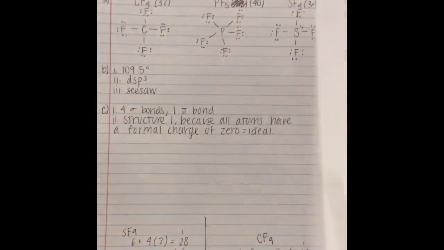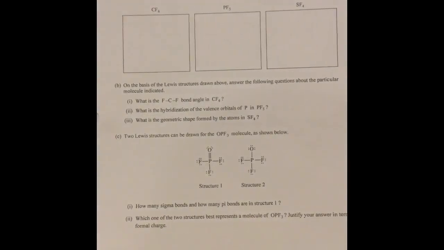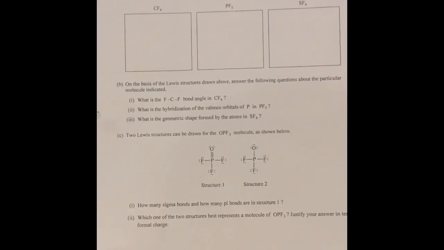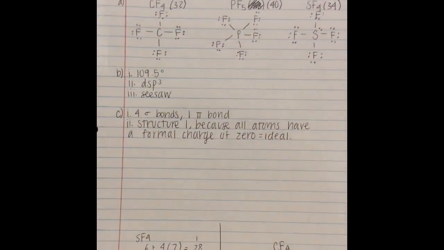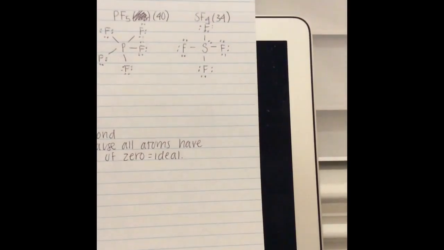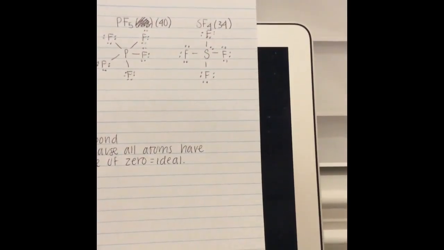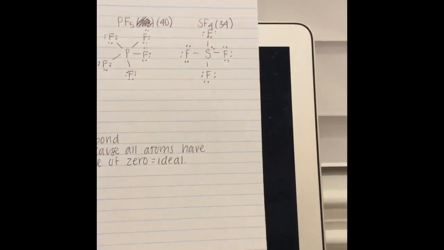And for part 3 of B, it says, what is the geometric shape formed by the atoms in SF4? And the geometric shape I said was seesaw, and that is because it has 4 single bonds and 1 lone pair, so that gets it to be seesaw.